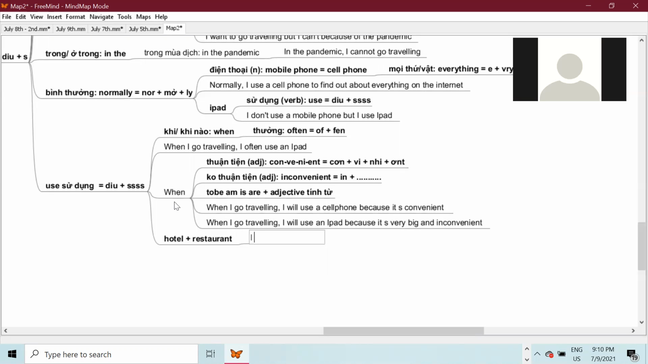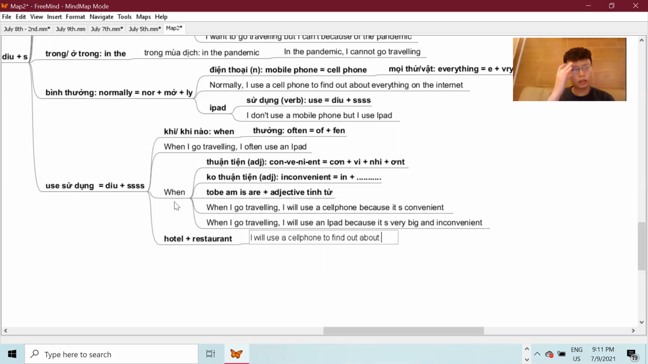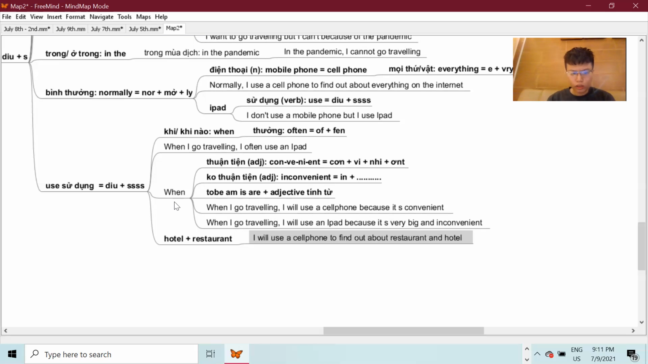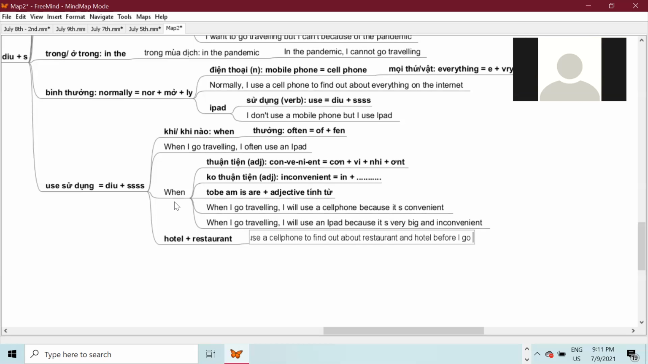I like use a cell phone find out about restaurant and hotel before I go traveling.